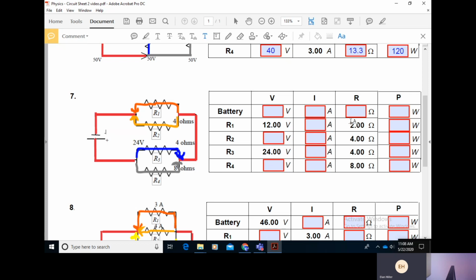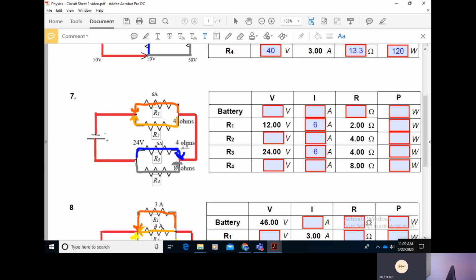So if I go 12 volts divided by 2 ohms, I get 6 amps across resistor 1. So I'm going to annotate that: 6 amps going across R1. Then I can go 24 volts divided by 4 ohms, and I have also 6 amps going across R3 down here. So annotate that, 6 amps going across R3.